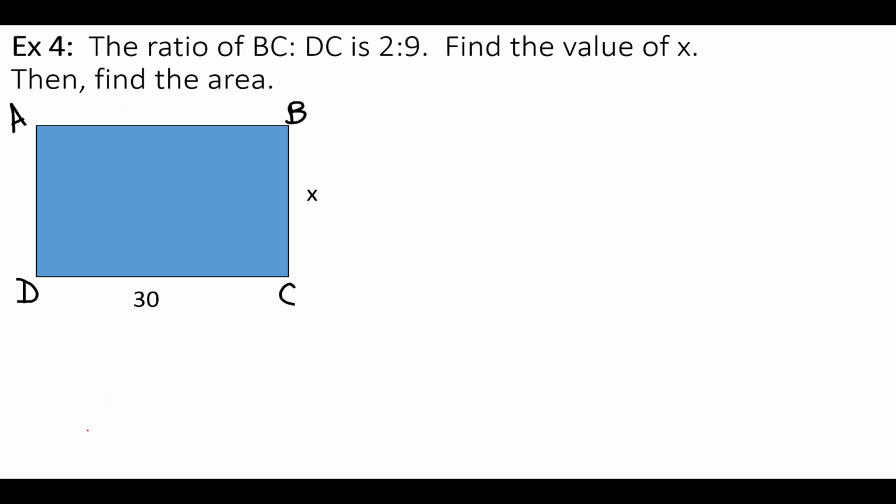Now let's look at how ratios and proportions are going to start fitting into the context of geometry with some word problems or real world problems, however you want to think about it. So it tells us that the ratio of the lengths on this rectangle, BC to DC, is 2 to 9. So I'm going to write them as fractions. We know BC over DC will be equal to 2/9. And they want us to find the value of x and then find the area.